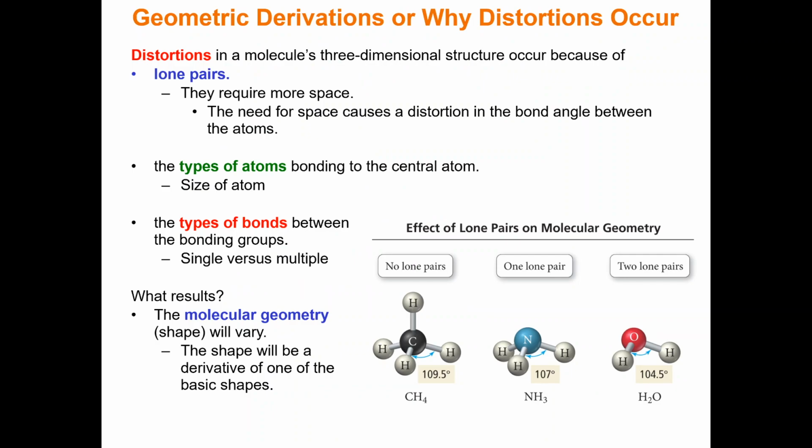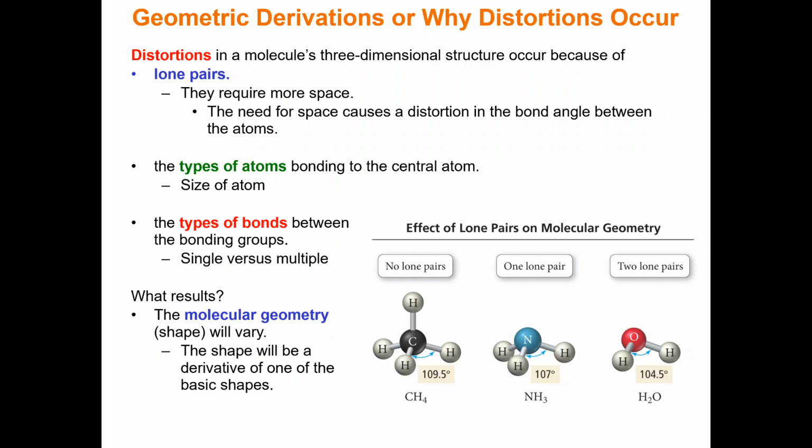And we talked about this already, but we can have some distortions. We said that lone pairs push away, and they modify the angles of a normal atom. They require more space, and it causes distortion. The types of atoms bonding affect the size of the atom, which can also cause distortion. The types of bond can cause distortion. So do I have a single bond, or a double bond, or a triple bond? If I have a double or triple, that's going to take up more space, and it's going to be closer to the central atom than, say, a single bond.